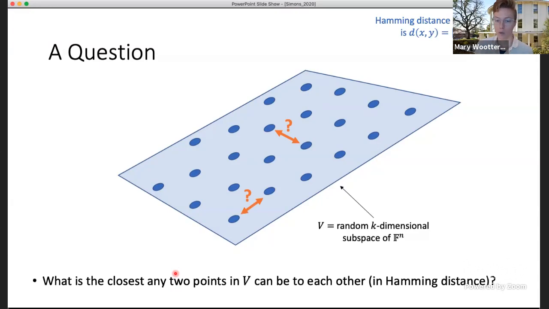Question 1, what is the closest that any 2 points in V can be to each other in Hamming distance? Here, the Hamming distance between 2 vectors x and y is just the number of coordinates on which they differ. So I can ask, out of all of the points in this subspace, look at every single pair of points, look at how far apart they are from each other, what's the closest any 2 of them can be? In particular, is it the case that with high probability, none of them are too close? That's one sort of question you might want to ask.